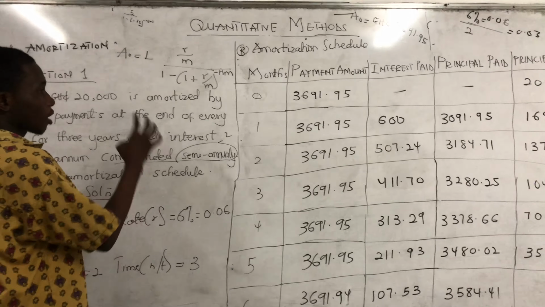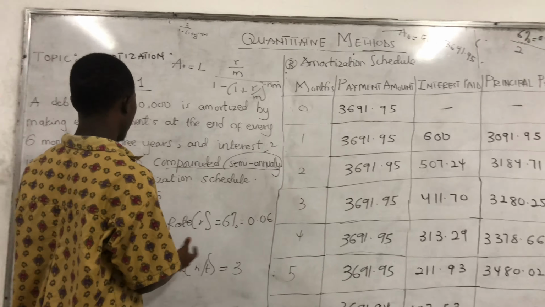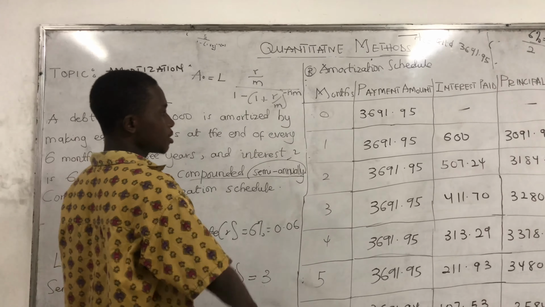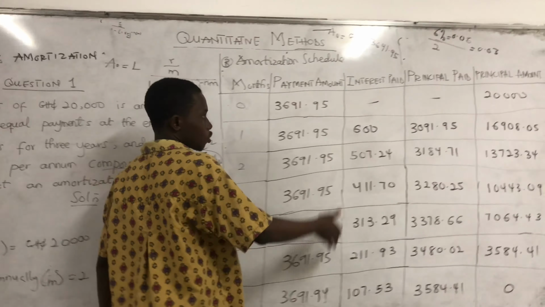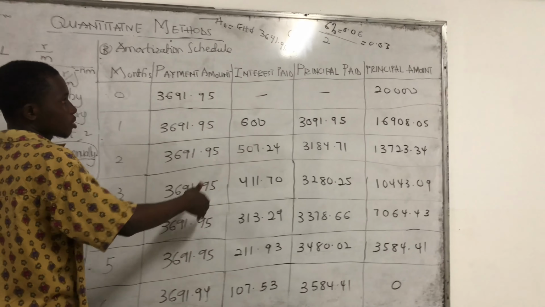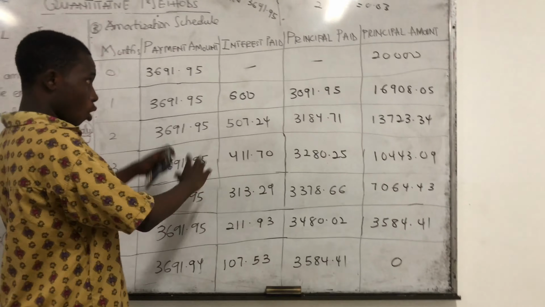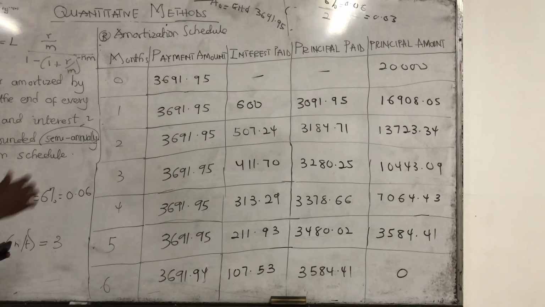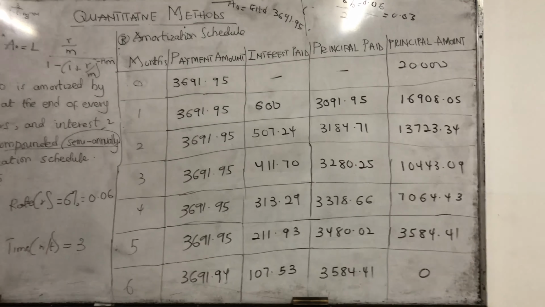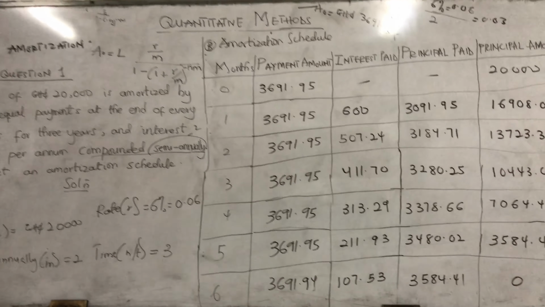You first solve for the amortization payment. Then the question further asks that we calculate the amortization schedule. That's just a format: months, payment amount, interest paid, principal paid, and principal amount. So that's all about the amortization schedule. Yeah, that's how we solve it.